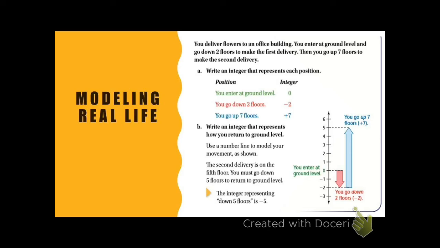It says write an integer that represents how you return to ground level. So if we went up 7 floors after we went down 2, we are on the 5th floor. So how will I get back to 0? Right, I would go down 5 floors, or a -5. So the negative sign tells me I'm going down, all right? And that will get me back to the ground level.